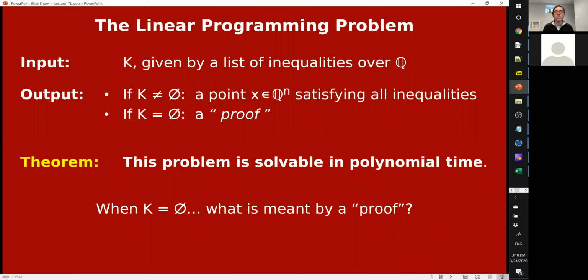So let's now dive into this question about what is meant by a proof that a system of linear inequalities cannot be satisfied, or what a proof or a certificate that an algorithm might output would look like. Any questions? Maybe it's easiest if you type them in the chat, and I'll keep an eye on the chat window as we go.